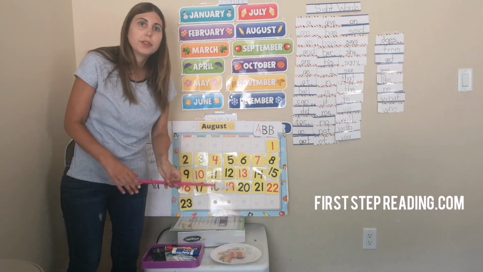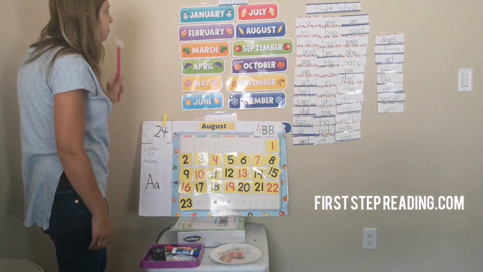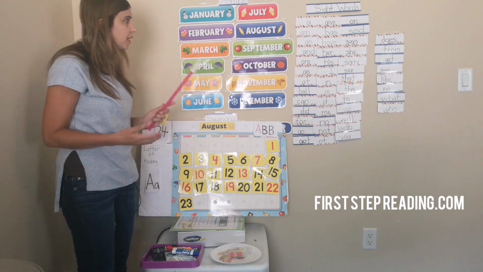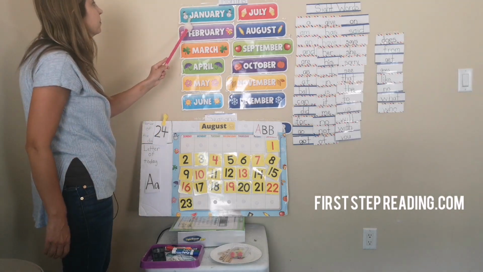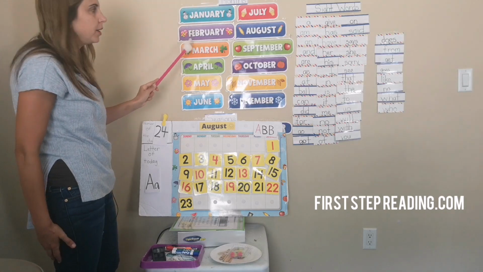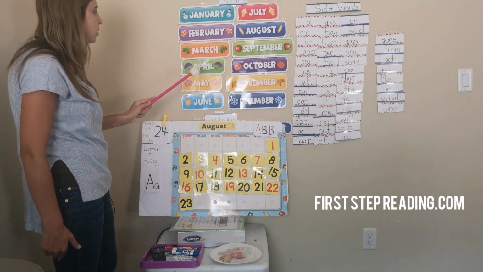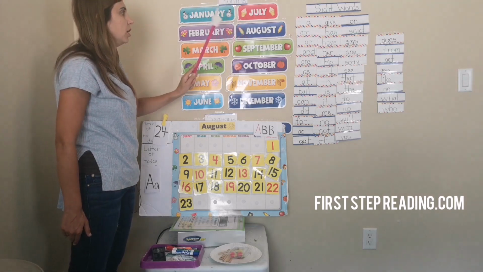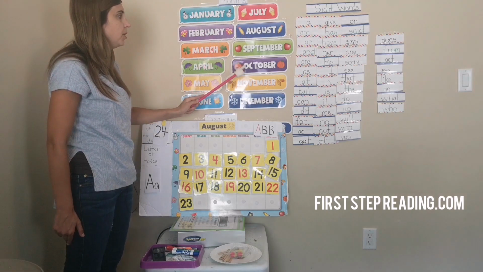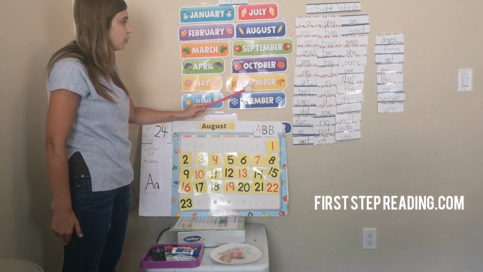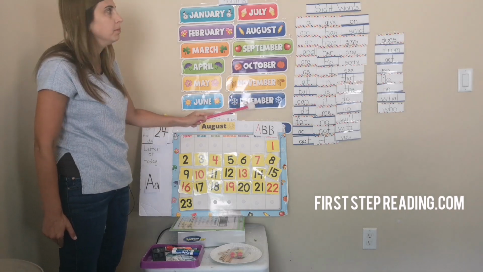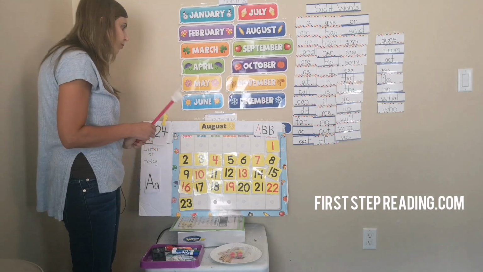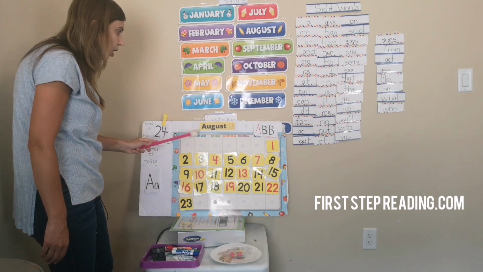We're going to start with our calendar. How many months are in 1 year? 12. That's right. Let's say it together. January, February, March, April, May, June, July, August, September, October, November, December. These are the 12 months in 1 year. Today we're talking about August.